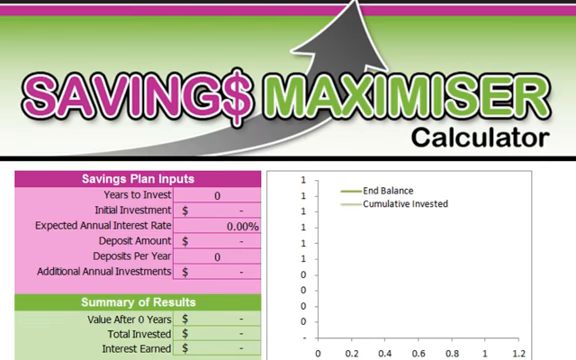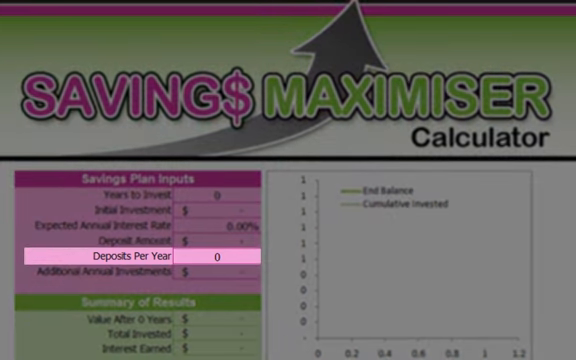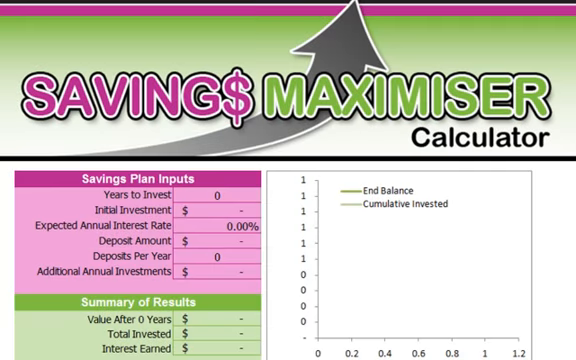This is where you enter in how much money that you intend to put into the investment, and it's based on the deposits per year. And the deposits per year basically means how many times that you expect to make these deposits each year. So they can either be yearly, half yearly, quarterly, monthly, fortnightly, weekly, or daily.